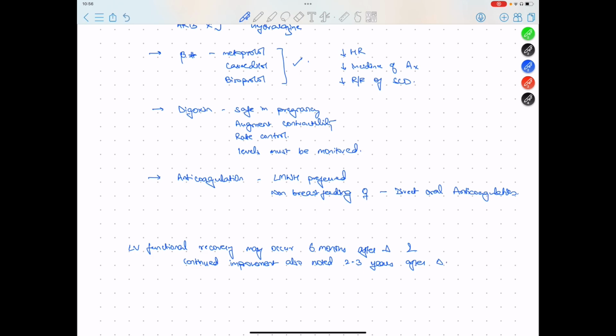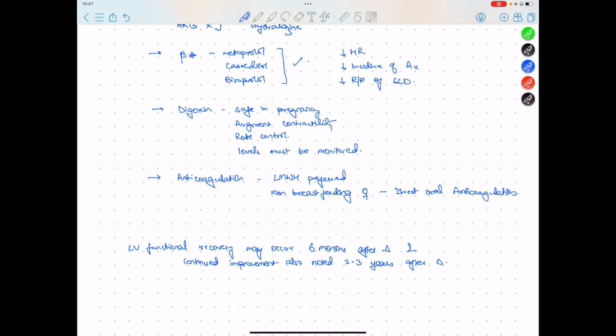So if a pregnant female was having an ejection fraction of 53%, suppose, and after the diagnosis of peripartum cardiomyopathy the ejection fraction was 43%, then within a period of 6 months it may return to normal value or at least around the normal, that is 50 to 53%. And continued improvement is also noted 2 to 3 years after the diagnosis. So this is the explanation for that.